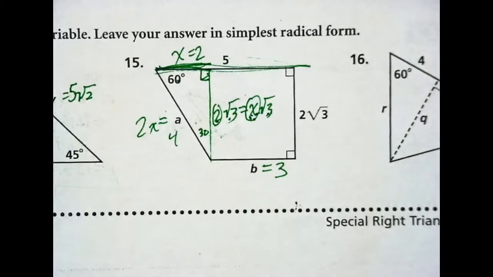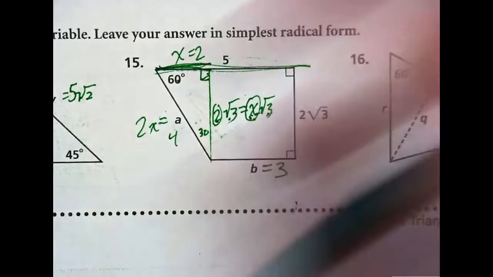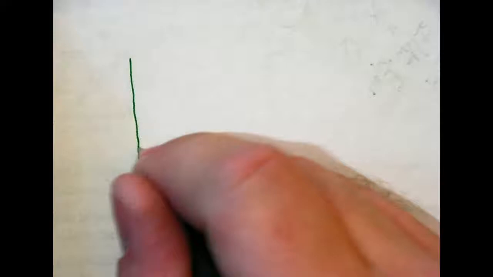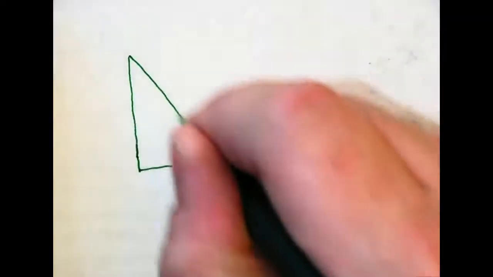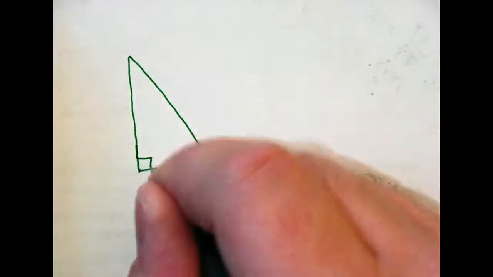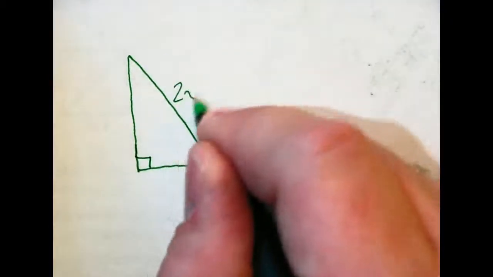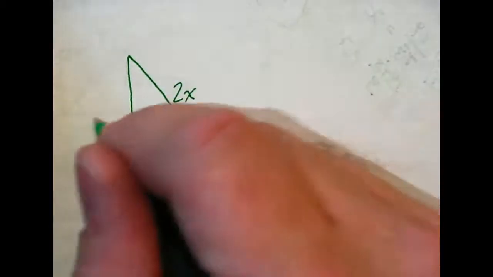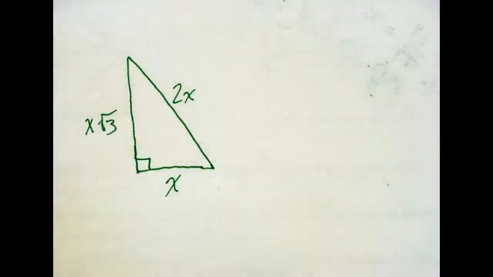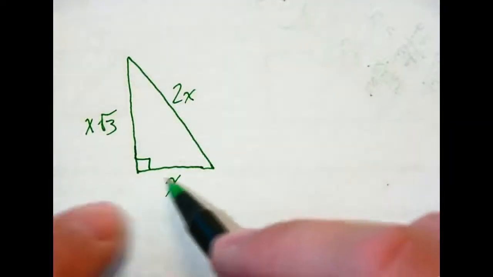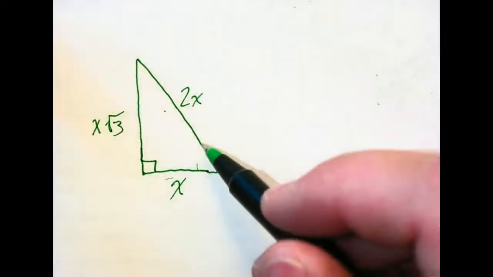How do you know where to put x or 2x or x root 3 on which side? You guys have to get in the habit of sketching your triangles out so you know where to put the different pieces. So in your 30, 60, 90, your longest side is your 2x, your shortest side is x, and this is x root 3. You have to come up with a method that's going to help you remember it. I can tell you the shortest is x, the longest is 2x. That's the best I can do.